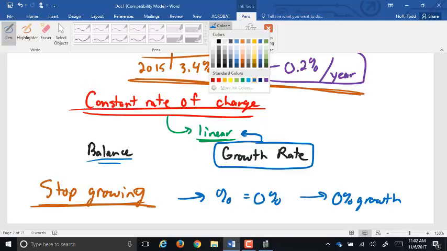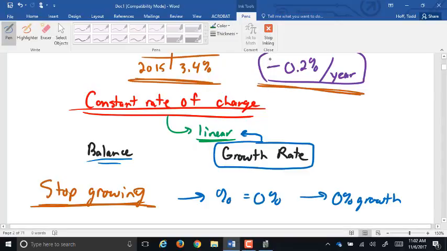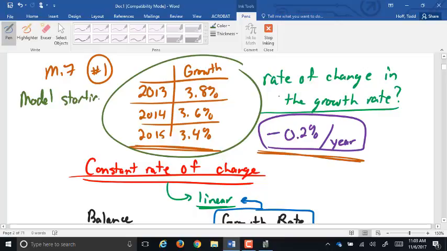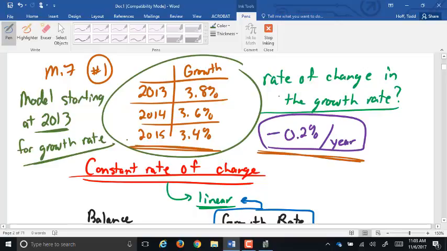So here's what I want you guys to try to do in the next few minutes. Based off of these numbers, create a model starting at the year 2013. Create a model for the growth rates. See if you remember the linear equations. I'll give you a couple minutes and then we'll remind you of some things if we need.